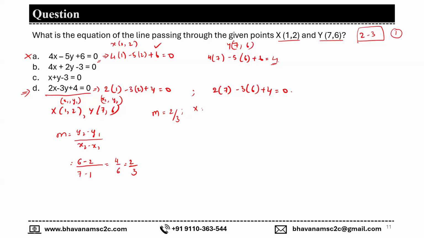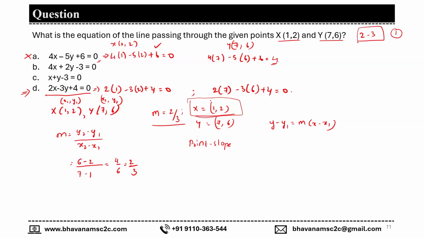And you have 2 points, which are (1, 2) and (7, 6). So you have a slope and you can take either of the points. Which one do you want to take? (1, 2) or (7, 6)? (1, 2). Okay, let's go with (1, 2). Now you have a point (1, 2) and a slope m equal to 2 by 3. Now what is the point-slope formula? y minus y1 equal to m into x minus x1.